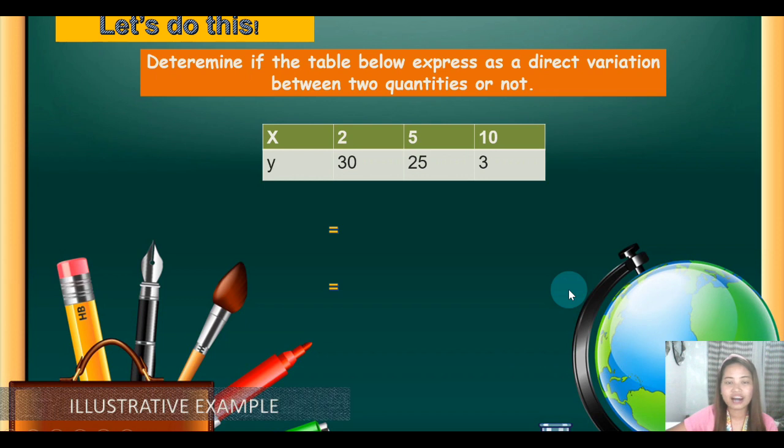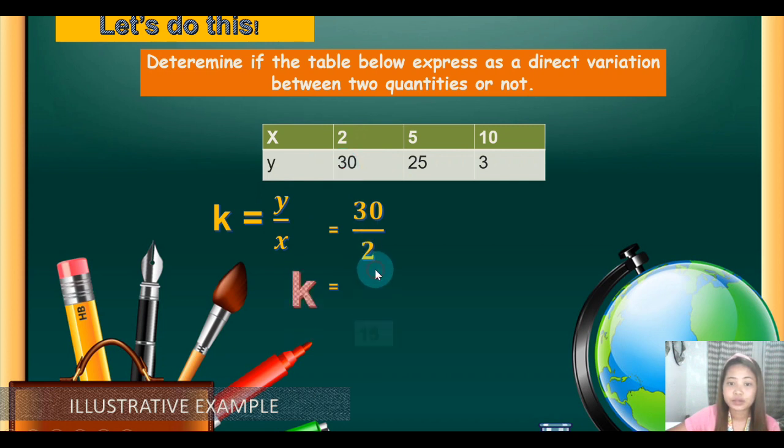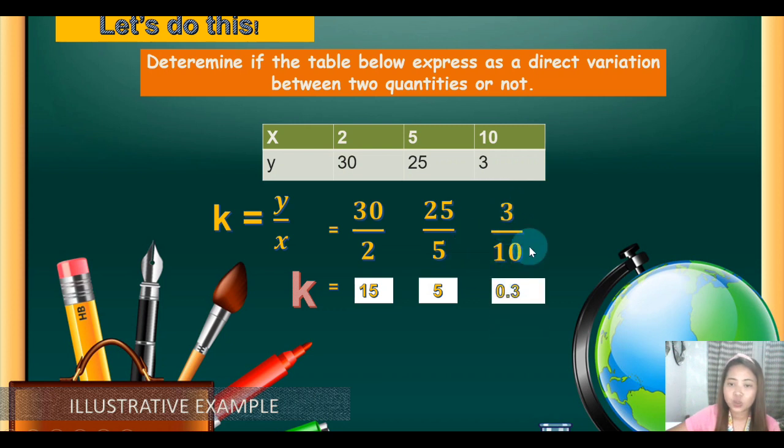Okay, next, we have these values. The values of x are 2, 5, and 10, and then the values of y are 30, 25, and 3. Using the formula k is equal to y over x, we substitute the values. We have 30 divided by 2, it will become 15. And 25 divided by 5, the answer is 5. Then 3 over 10, the quotient will become 0.3.